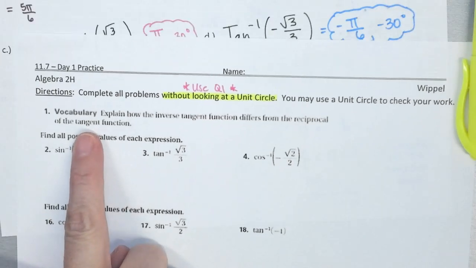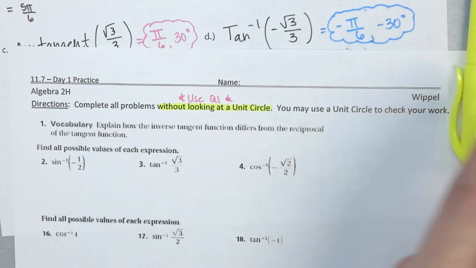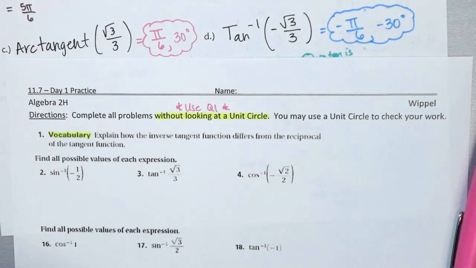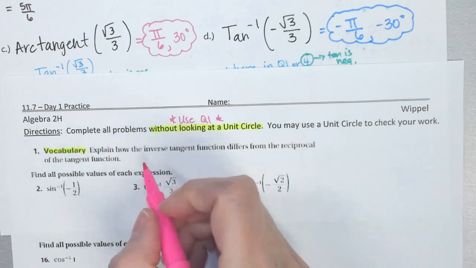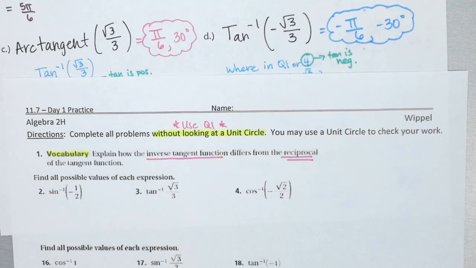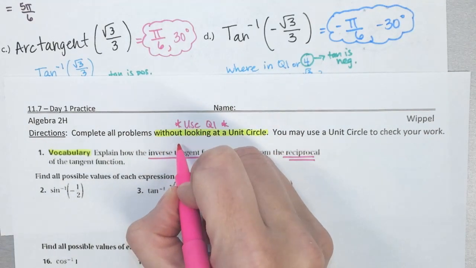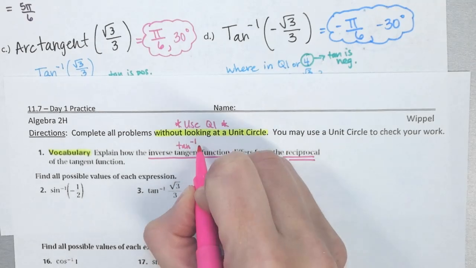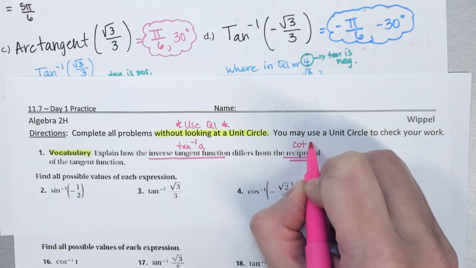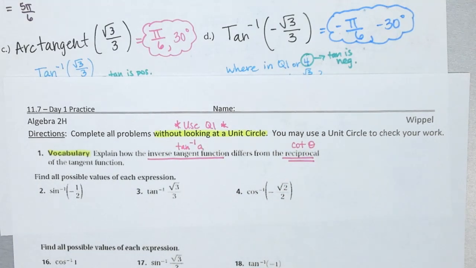I also don't want you to miss any points, so I'm gonna let you know that you have to answer this vocab question. It says, explain how the inverse tangent function differs from the reciprocal. How do we write the inverse tangent function? Tan with that -1 value, okay? What's the reciprocal of tangent? The cotangent, yes, okay? So if you guys want to write that on there to help you, okay, don't skip the vocab if you want all your points, okay?